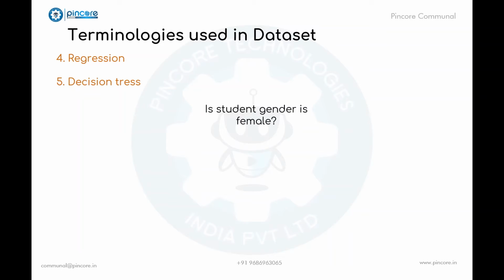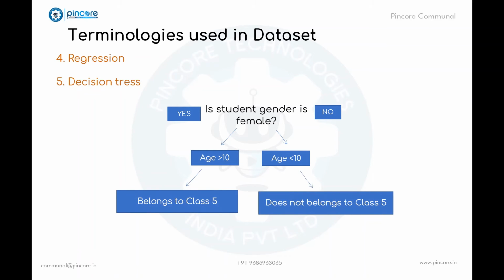For example, if there is a school that wants to make a co-education from 5th standard, first it will check the student gender, whether it is male or female. If it is yes, if she is female, and she is greater than age 10, then she belongs to class 5. If her age is less than 10, then her gender is female, there is no co-education below 5th and hence she does not belong to class 5.